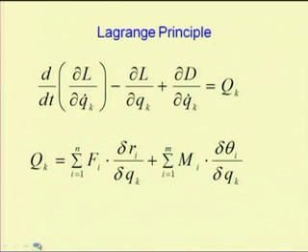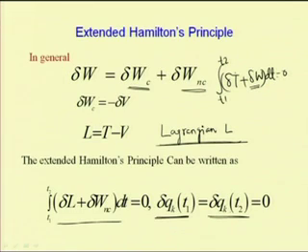So, the Lagrange principle. From the extended Hamilton principle, one can derive the Lagrange principle, which is given by d by dt of del L by del q k dot, minus del L by del q k, plus del D by del q k dot, equal to Q k. One may note that in the extended Hamilton principle we have not considered friction in the system, but that can be added in the non-conservative work done.